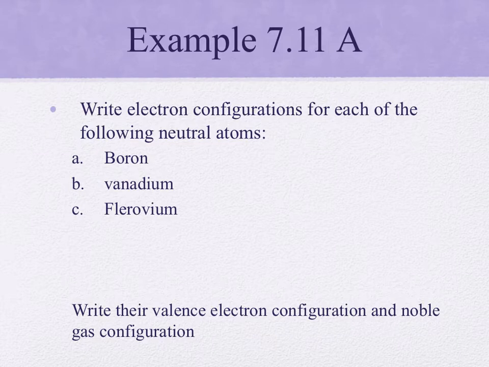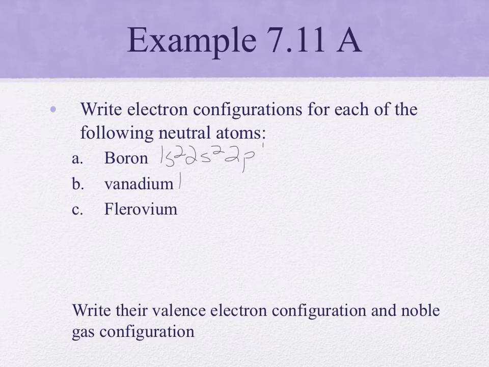Boron is going to be pretty easy here. 1s2, 2s2, 2p1. Boron only has 5 electrons. So there they are. 2 in the 1s, 2 of them are in the 2s subshell, and 1 of them is in the 2p subshell.